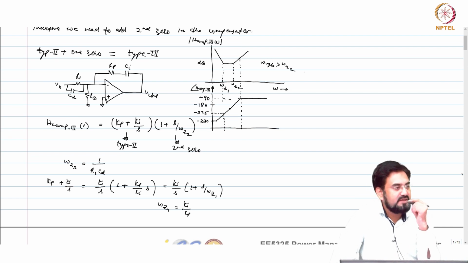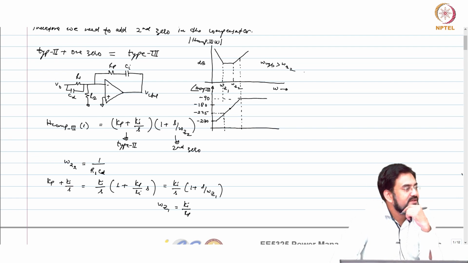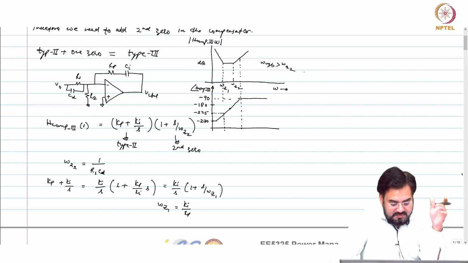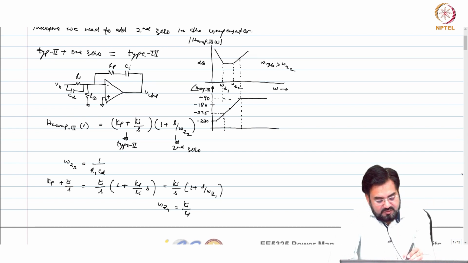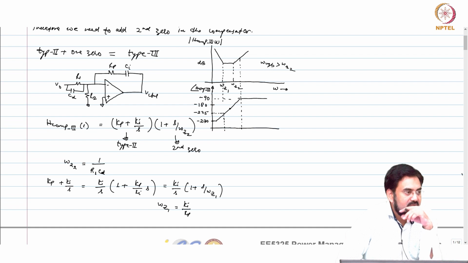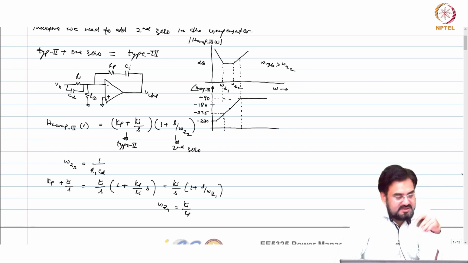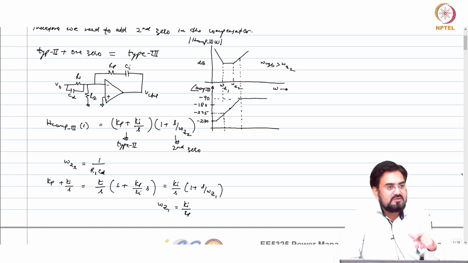And your omega naught of LC, where should it be? Around omega Z2. It could be near omega Z2. You can have it after that only if your Q is very low, but if your Q is very high, then you should have omega Z2 at omega naught, because you don't want that phase to cross to 0.